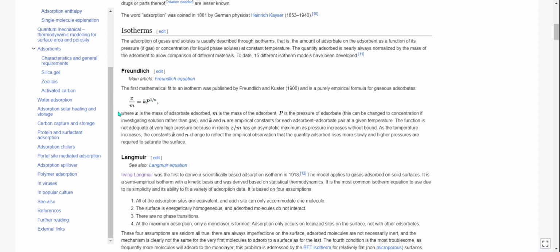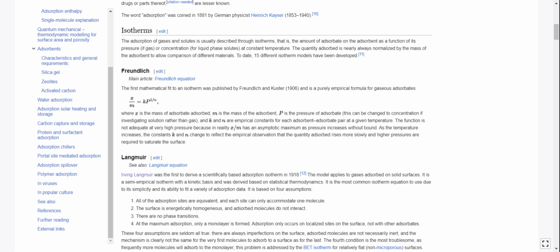And we have x over m equals k P to the 1 over n, where x is the mass of adsorbate adsorbed, m is the mass of the adsorbent, P is the pressure of the adsorbate. This can be changed to concentration if investigating solution rather than gas. And k and n are empirical constants for each adsorbent-adsorbate pair at a given temperature.